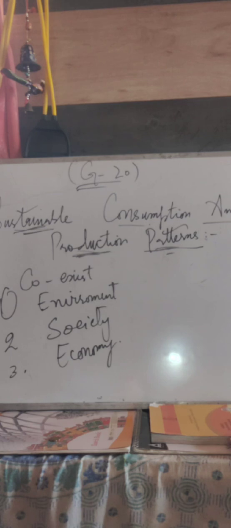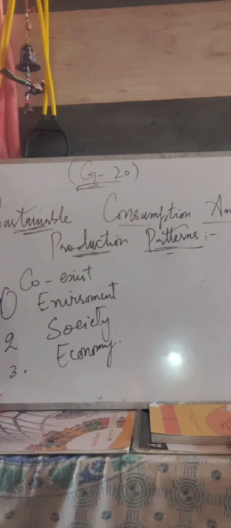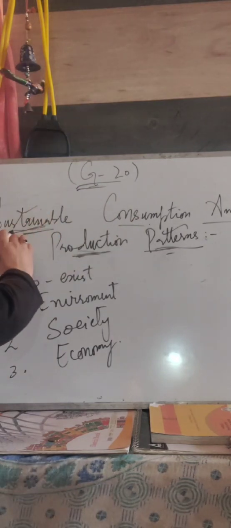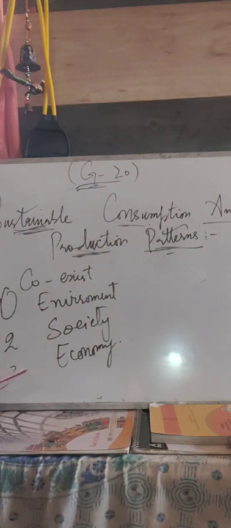Today we are going to discuss an alarming environmental problem that comes under the G20 presidency, raised by the Education Ministry of India, and that is sustainable consumption and production patterns. Sustainable means being able of maintenance or sustenance.